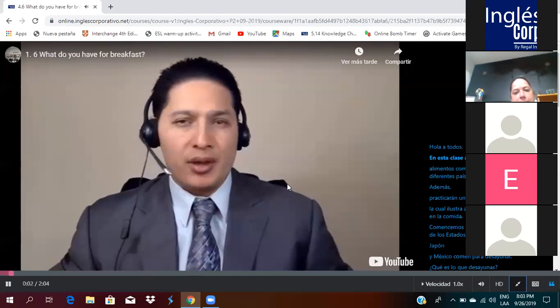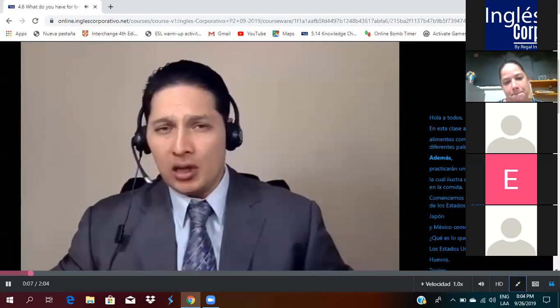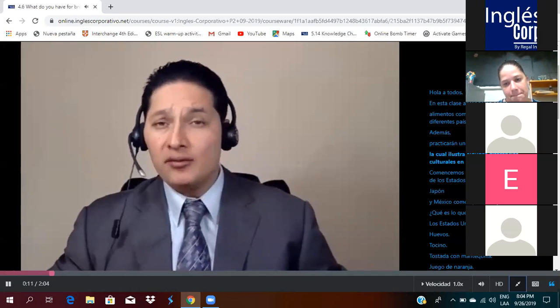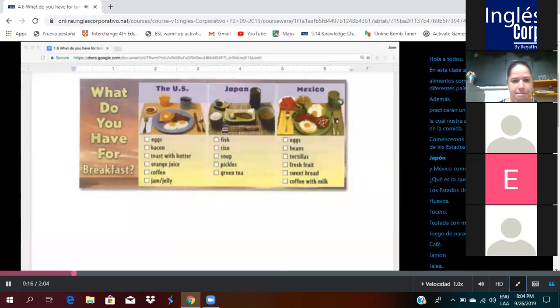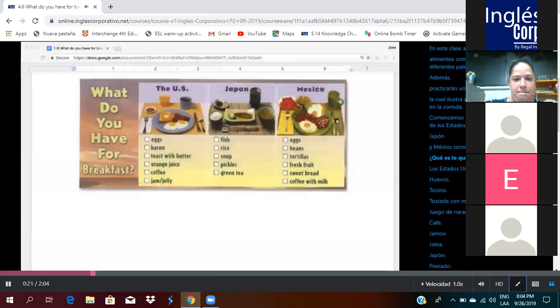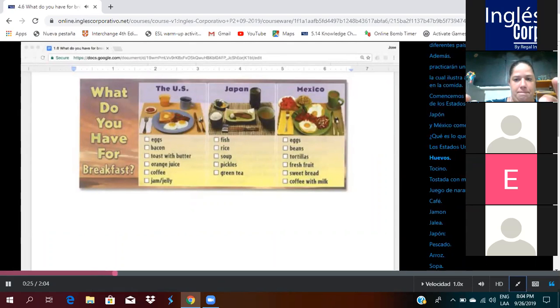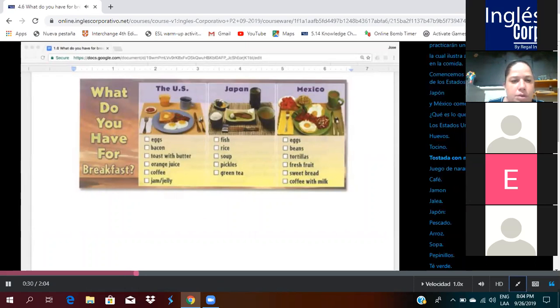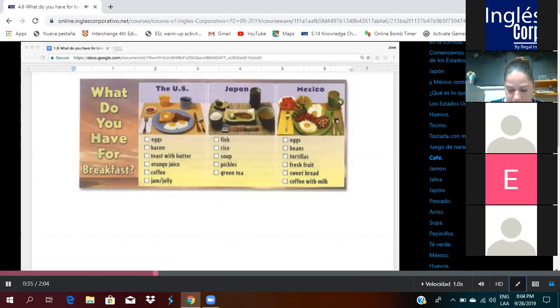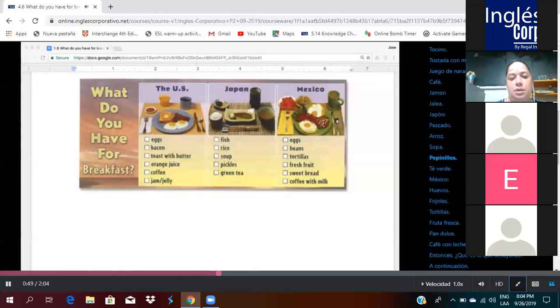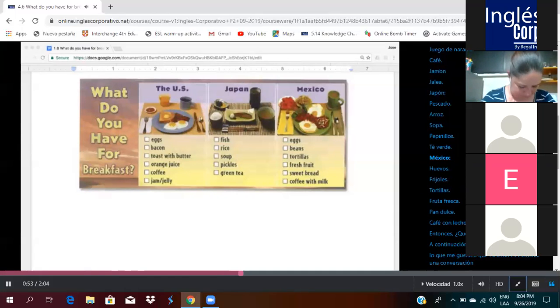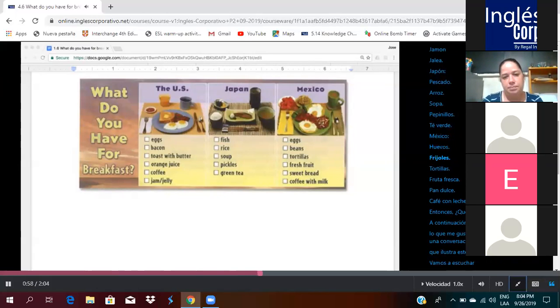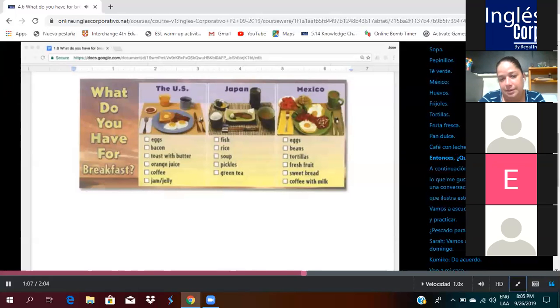Hi everyone. In this class, you'll learn about common breakfast foods in different countries. Additionally, you'll practice a conversation which illustrates some cultural differences in food. Let's get started by learning what people in the US, Japan, and Mexico eat for breakfast. What do you have for breakfast? The US. Eggs. Bacon. Toast with butter. Orange juice. Coffee, jam, jelly. Japan, fish, rice, soup, pickles, green tea. Mexico, eggs, beans, tortillas, fresh fruit, sweet bread, coffee with milk. So what do you have for breakfast?